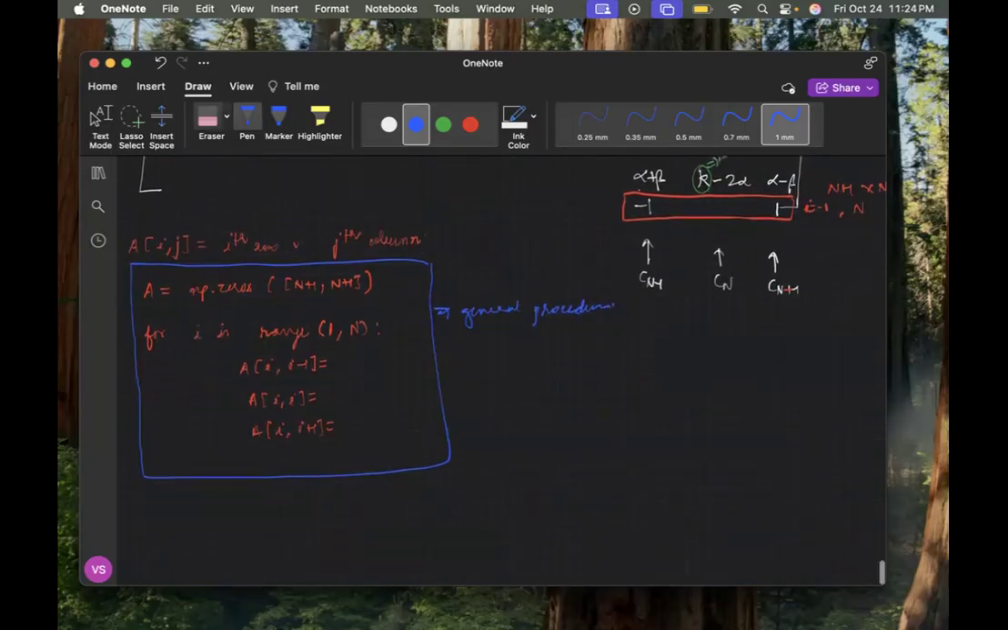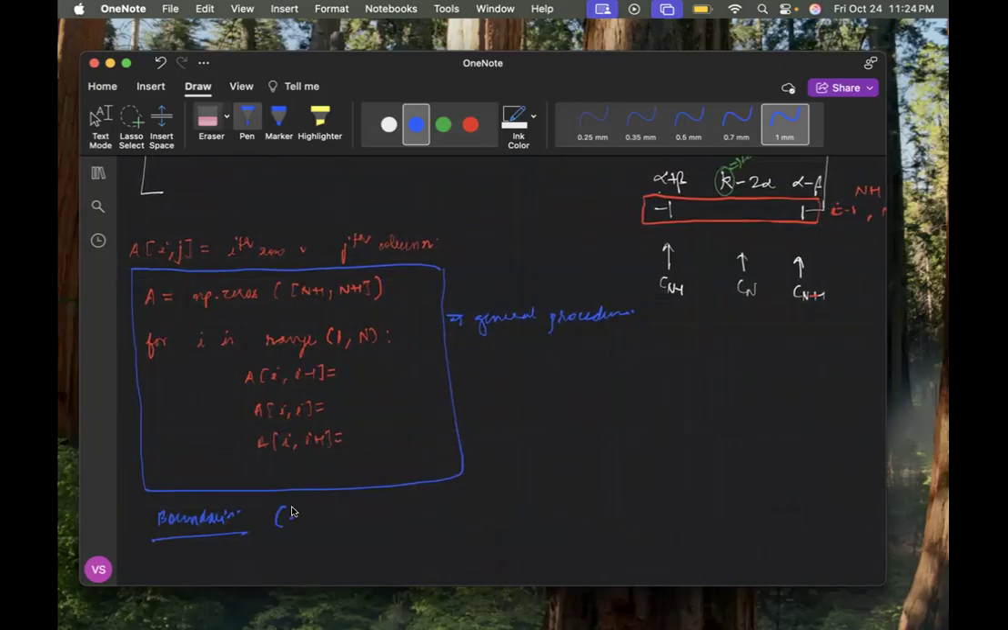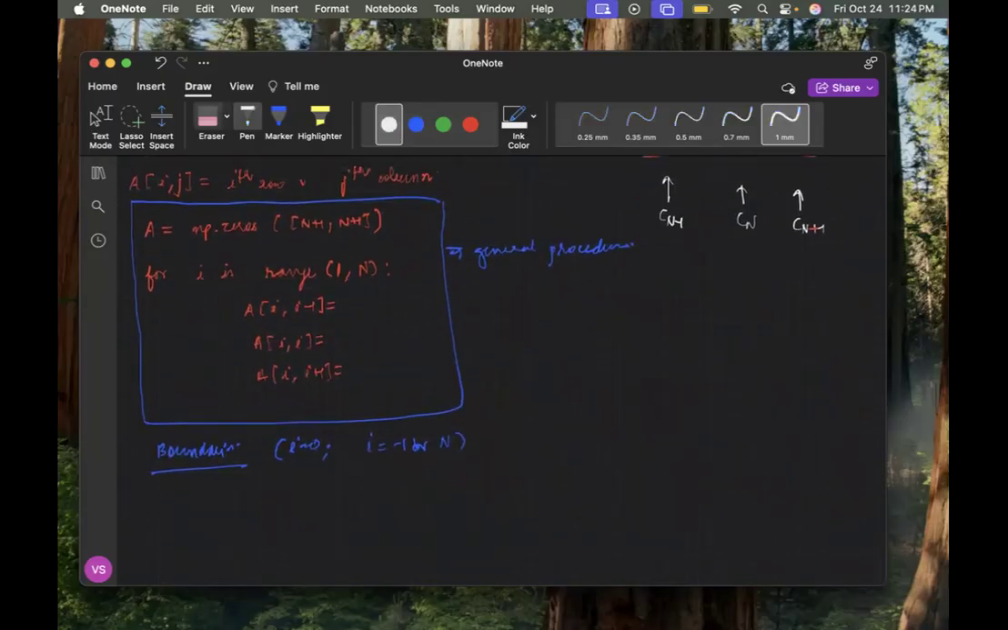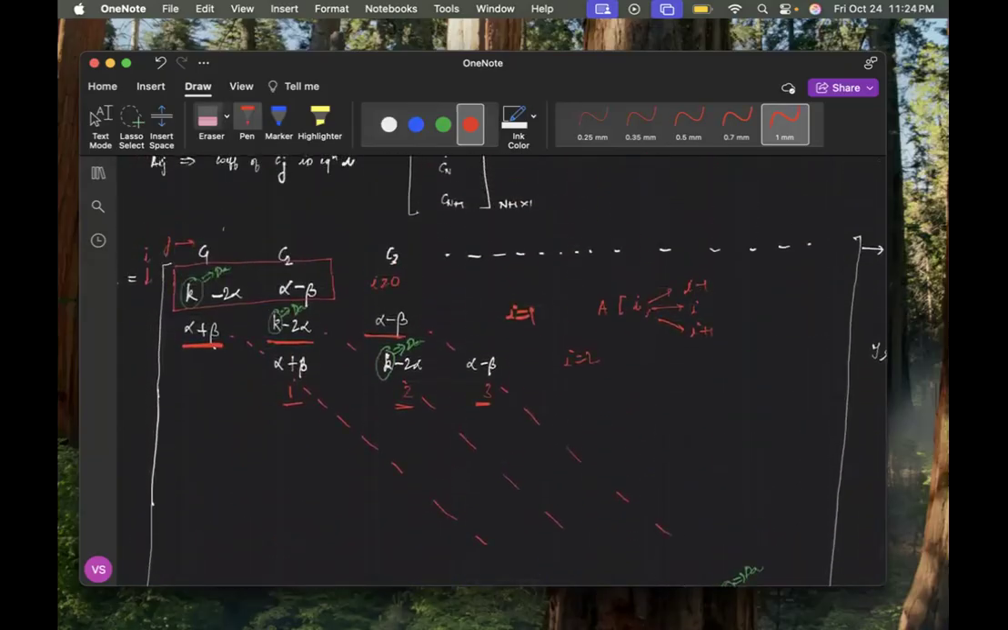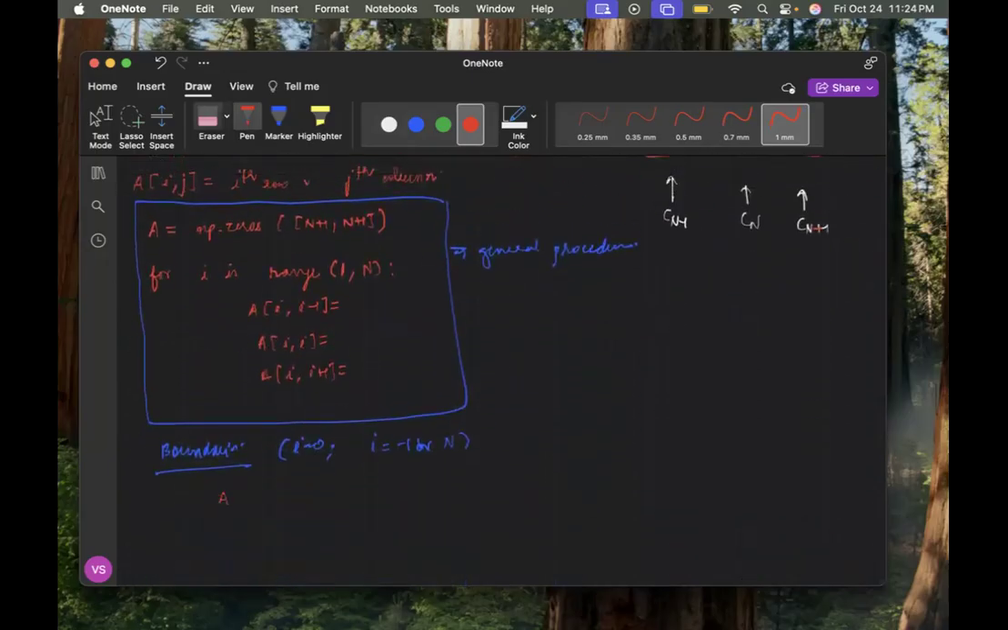Okay. Now let's move on to the boundary condition. So when we treat boundaries over here, the boundaries are basically i equals 0 and i equals -1, which is in this case n, right? So these are the two boundaries. So let's see how we can treat boundaries. Now boundaries could be specific. Over here, we just have 0, 0 and 0, 1. So we could say A[0, 0] is some value, A[0, 1] is some value.